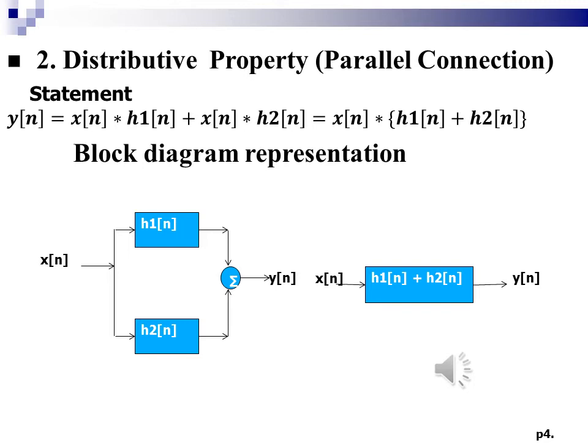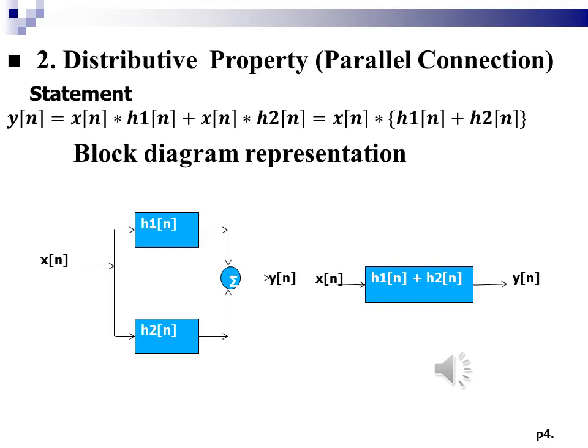So in this case, we can say the statement as y of n is equal to x of n convolved with h1 of n plus x of n convolved with h2 of n. This is the output of the first system. Same output I can get from the second system, which will give the output as x of n convolved with bracket h1 of n plus h2 of n. So the meaning is important in this case. What the meaning is, if two systems are connected in parallel, then their impulse responses get added together. This is what the distributive property is.